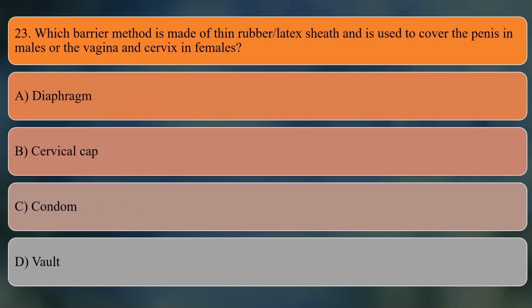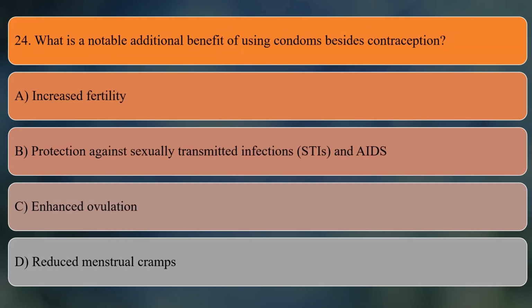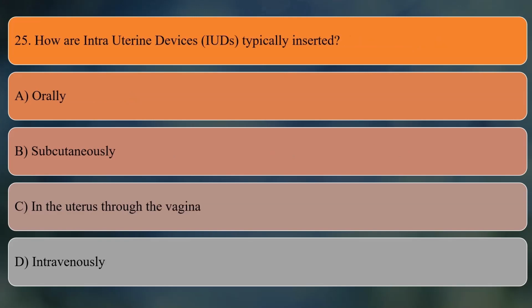Which barrier method is made of thin rubber latex sheet and is used to cover the penis in males or the vagina and cervix in females? What is a notable additional benefit of using condoms besides contraception? How are intrauterine devices, IUDs, typically inserted?